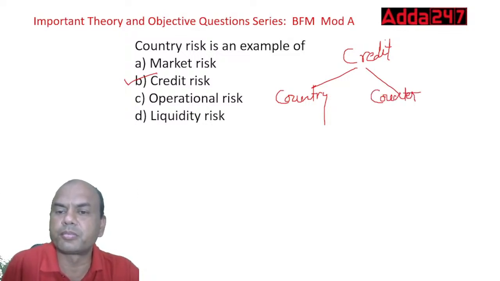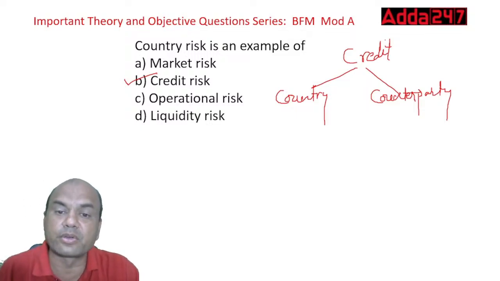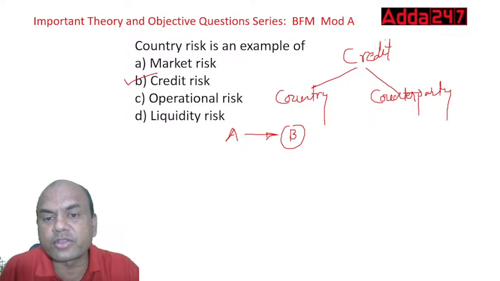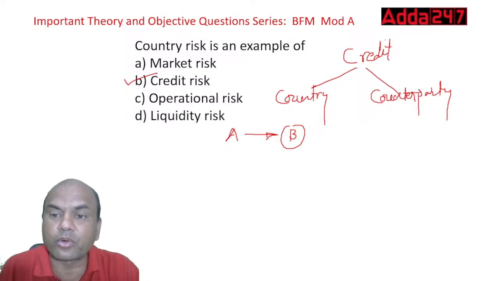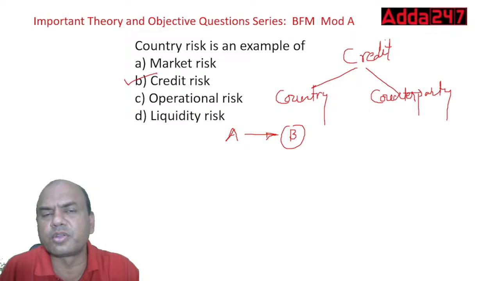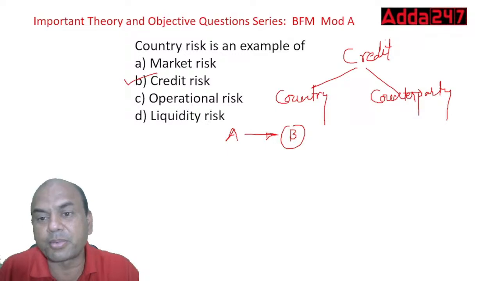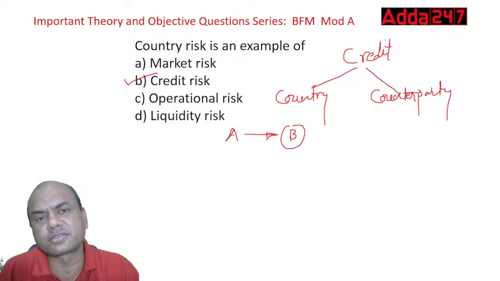Counterparty. What do you mean by this? Country risk means your party is good, say A is selling goods to B. B is good, but the country in which B is living is bad, like Afghanistan or North Korea. The second part is counterparty: your B is bad but the country is good, like somebody staying in the USA or Europe. Countries are good, but the party is bad. So that is counterparty. So country risk is an example of what? Credit risk, isn't it?